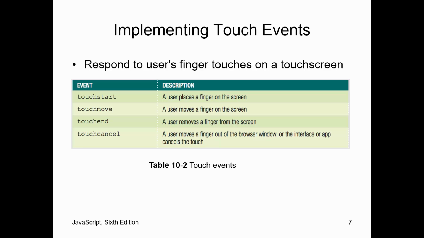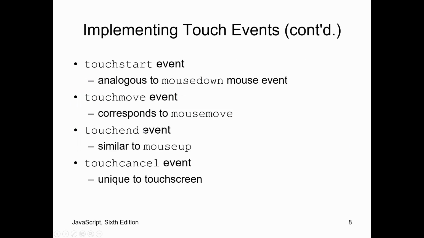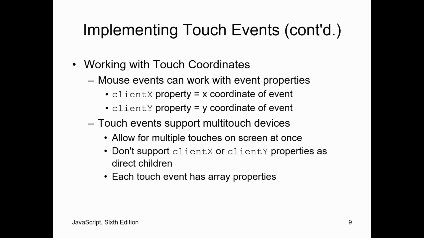So if you were to swipe your finger across your screen and then let go, you'd have a touch start, a touch move, and a touch end. You could also possibly have a touch cancel. Good chart here. Touch start is like a mouse down. The touch move is like a mouse move. The touch end is like a mouse up. And the touch cancel is unique to the touchscreen, because with a mouse, it's not like you can exactly cancel an event.